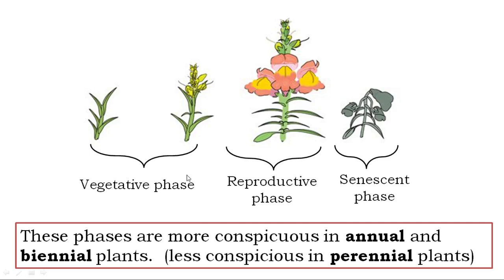And similarly, in plants also we can see these three phases, right? So the juvenile phase, in case of plants, is called the vegetative phase, right?